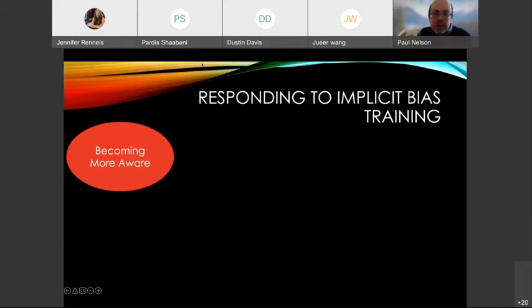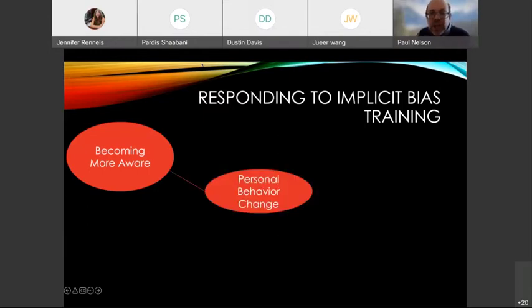And as Dr. Reynolds said, a real key goal is to become more aware of our own biases and to also reduce stigma associated with stereotypes and such. And so ideally, we would want this greater awareness to lead to personal behavioral change. So I go through this training, and then I am less biased when I am hiring people, for example, or when I'm giving individuals opportunities to do something. I'll be less biased in that fashion.